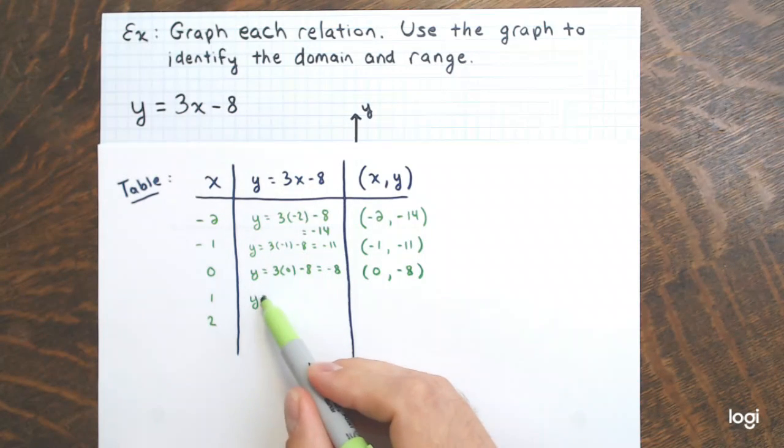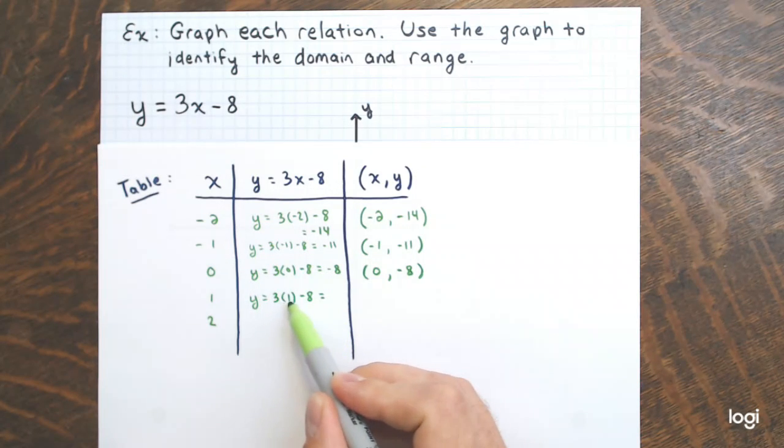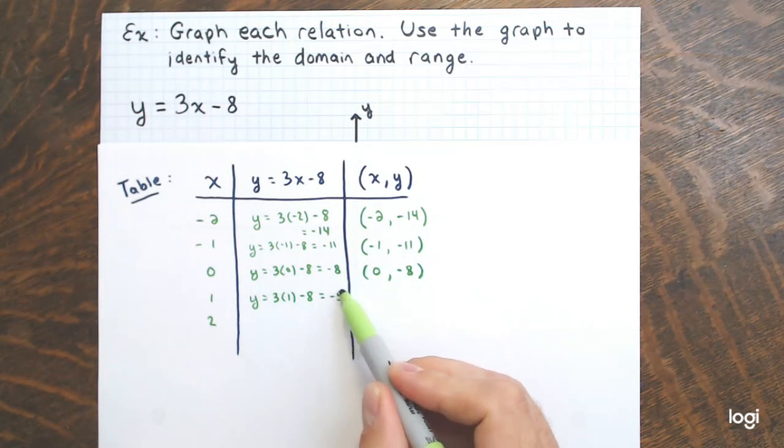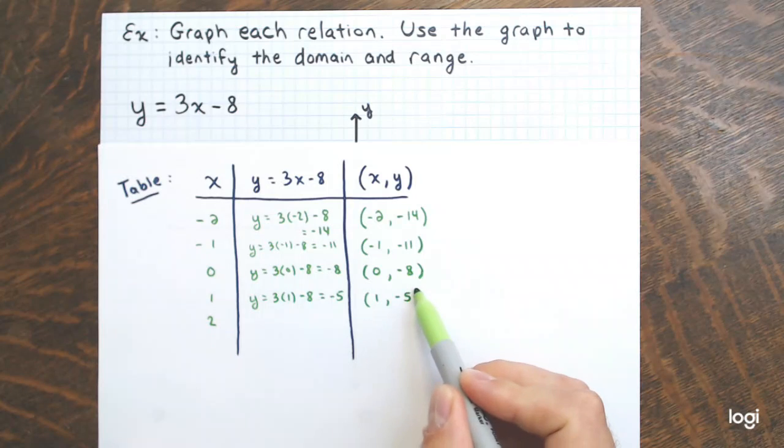When x equals 1, y equals 3 times 1 minus 8. 3 times 1 is 3, minus 8 is -5. The ordered pair that belongs to this relation, the solution, is 1 for x, comma, -5 for the y coordinate.